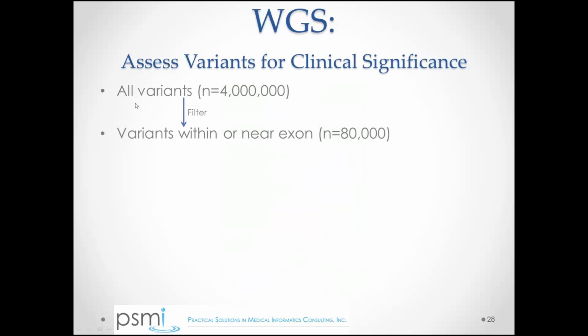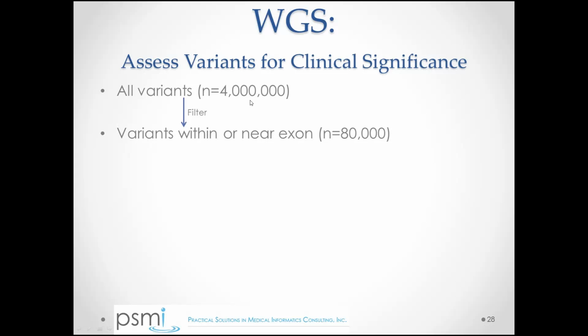So let's assume that our patient has 4 million variants, okay? And that's a lot. So we're going to filter that to those variants within or near an exon, and we wind up with about 80,000 variants. And you may remember back in deck number 4 when we talked about polymorphisms, we saw that a typical person will have about 3 million SNPs, of which about 100,000 of them are in exons, okay?